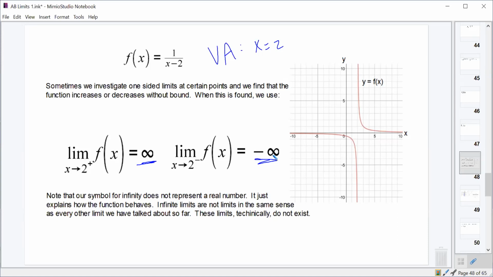So the problem with that, though, is that for a limit to technically exist, it has to approach a real number, and infinity is not a real number, and neither is negative infinity. Neither of them are real numbers. So technically, anytime we state that a limit equals infinity or negative infinity, that limit really doesn't actually exist.